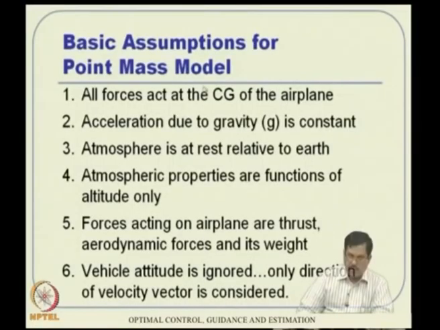So, let us see what is called point mass dynamics, where we are essentially visualizing the entire vehicle as a point moving in space. Then we will see the relevant equations and what variables are there. So, the basic assumptions for the point mass model: first of all, we are collapsing the entire vehicle at the CG of the airplane, so all forces act on the CG. The entire vehicle is just a point, and acceleration due to gravity is constant.